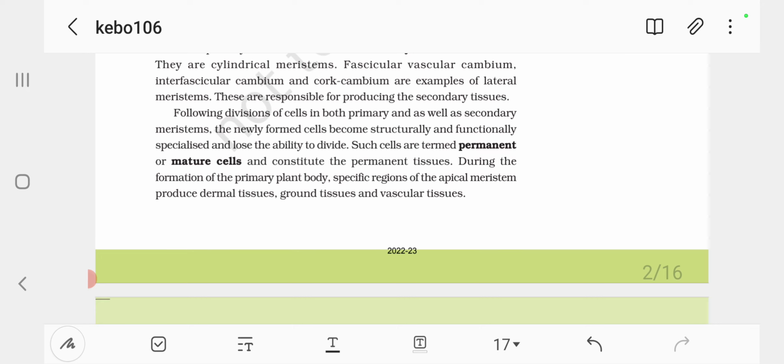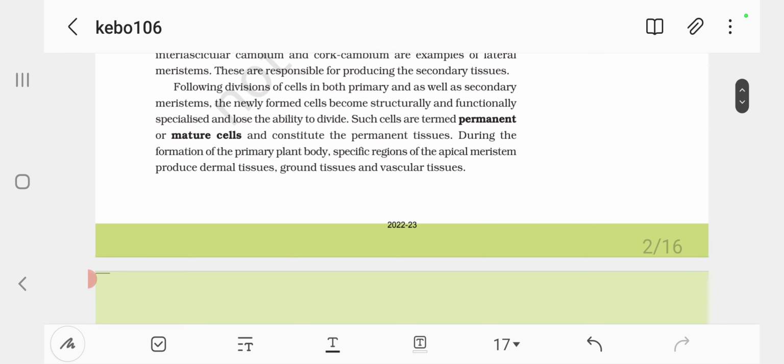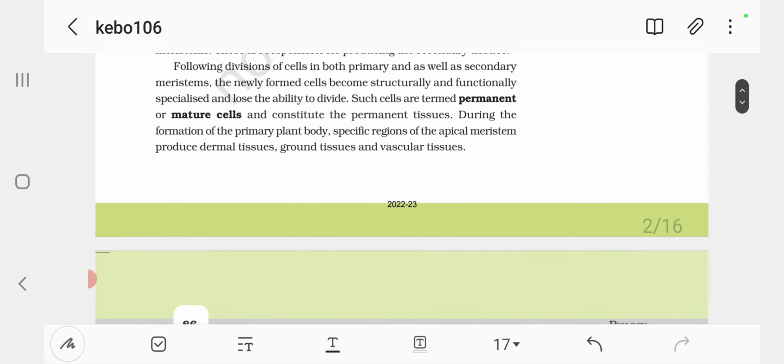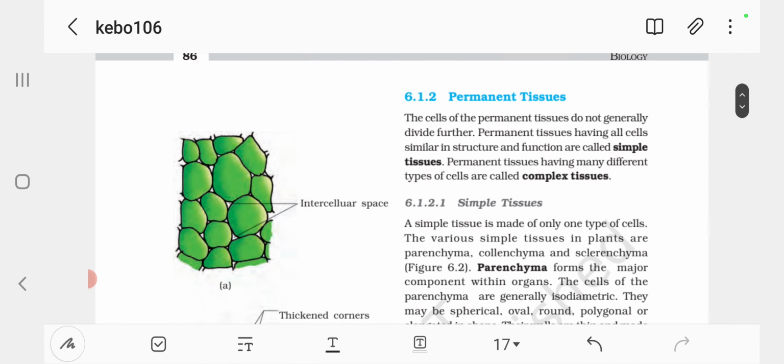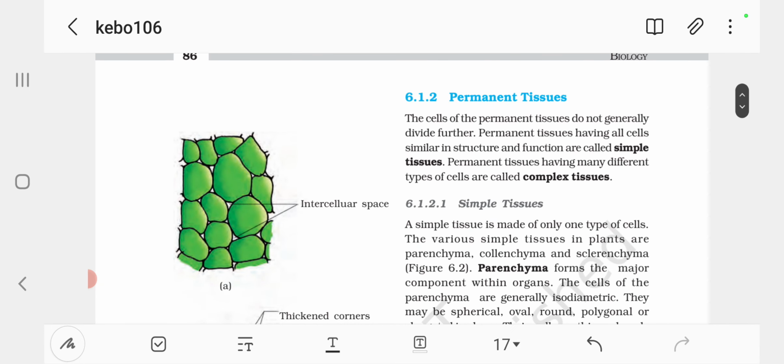Following divisions of cells in both primary as well as secondary meristems, the newly formed cells become structurally and functionally specialized and lose the ability to divide. Such cells are termed permanent or mature cells and constitute the permanent tissues. During the formation of the primary plant body, specific regions of the apical meristem produce dermal tissues, ground tissues, and vascular tissues. 6.1.2 Permanent tissues.